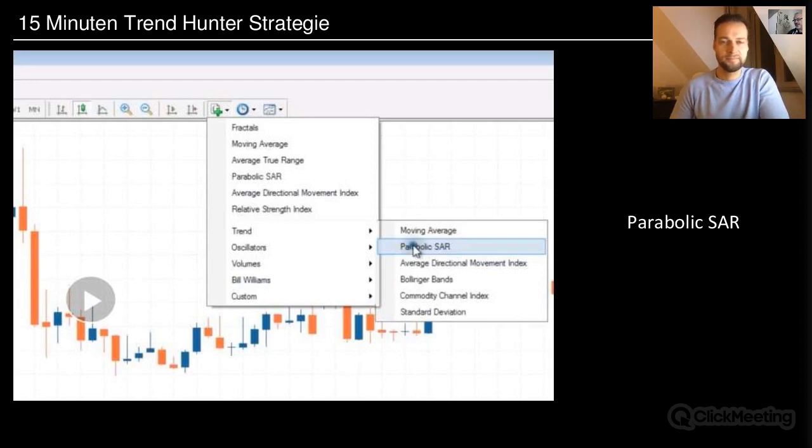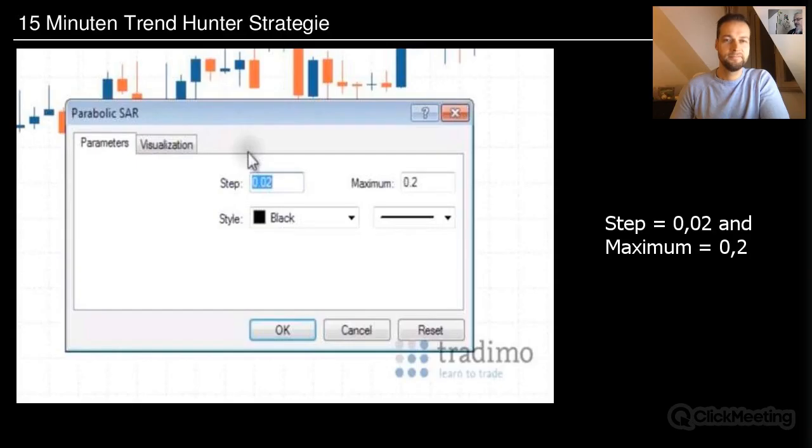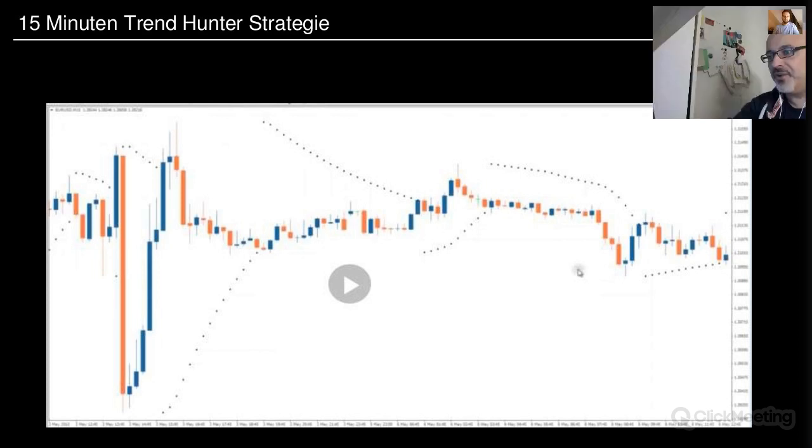Click on the indicator menu at the top of the MT4 screen. Go to trend, and then parabolic SAR. Very important: be sure that the parabolic SAR has the right numbers. Step has to be 0.02 and maximum 0.2. This is the standard setting, but have a look just to be sure. Then click OK, and the chart will show like this.